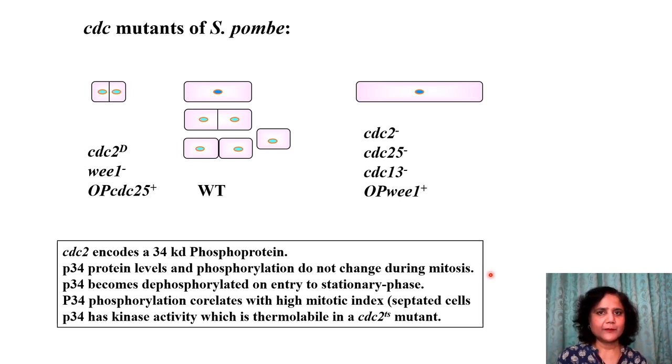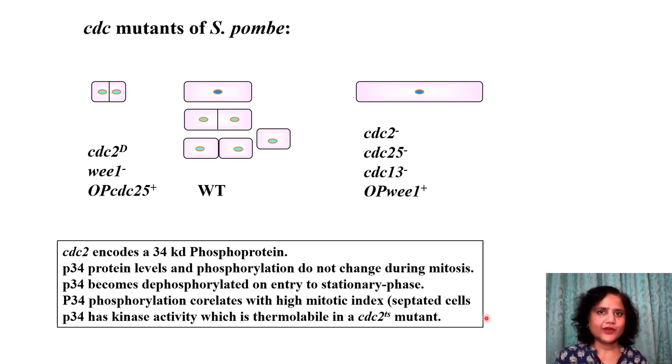And it was also observed in experiments where cells that were exponentially growing ultimately entered a stationary phase, that the protein levels and phosphorylation do not change during mitosis. So in the exponential phase, a lot of cells are in mitosis. And as the cells enter stationary phase, the P34 protein seems to become dephosphorylated. And again, the state of phosphorylation of P34 was correlating with a high mitotic index. That is, when you score the septated cells, that's an indicator of mitotic index. And when there were more cells in mitosis, that's when you saw more of the phosphorylation of P34. And when the cells ceased to divide, the phosphorylation was not seen.